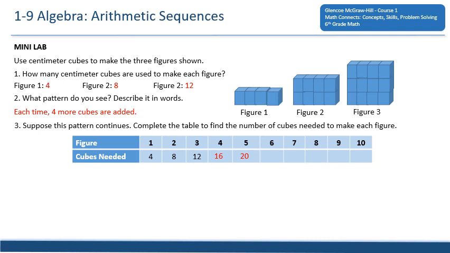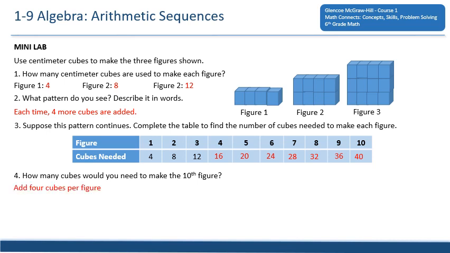Well, there's two ways you could, right? I could look at next one is 6, so I could add 4. Or I could say, okay, 7 times 4 is 28. So then 8 has 32. 9 times 4 is 36. And 10 times 4 is 40. Because number 4 below wanted us to show how many cubes are in the 10th figure.